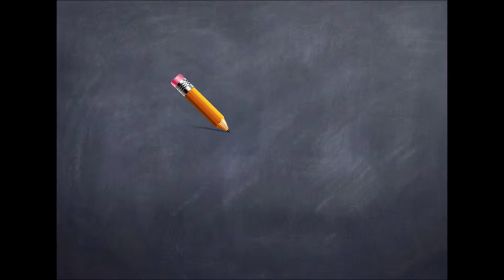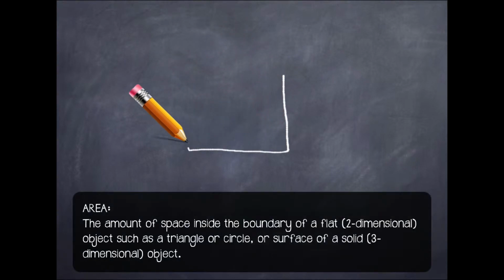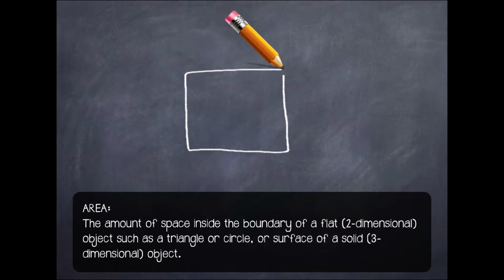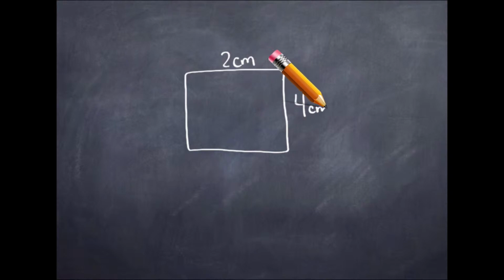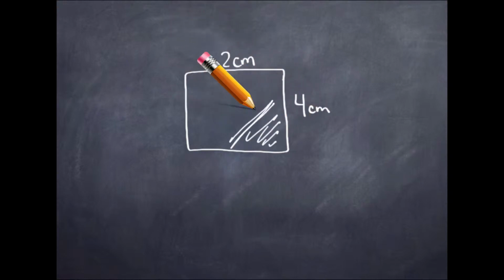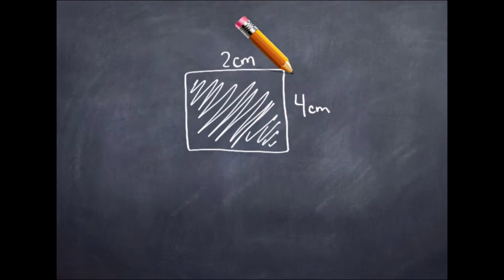Alright guys, before we jump right into this today, I want to review a little bit of a topic with you, which is area, okay? And we know that we could find the area of a rectangle or a square or whatever it is, as long as we have the measurement of two sides. So let's say this is 2 centimeters and this is 4 centimeters. To be able to find the area, we just have to do 2 times 4, and that's going to tell us this space in here, how much space this two-dimensional object takes up.